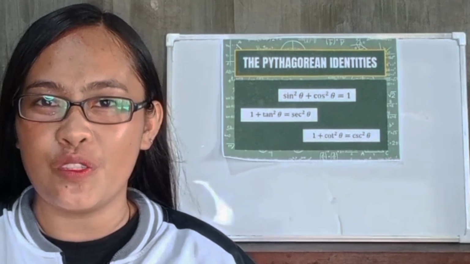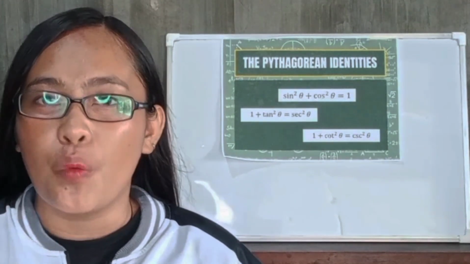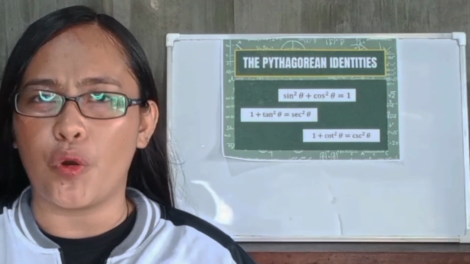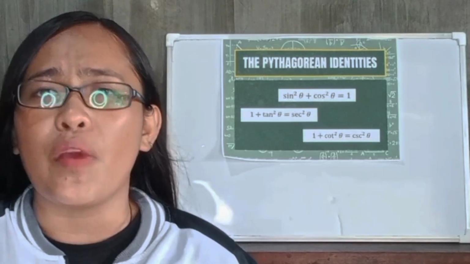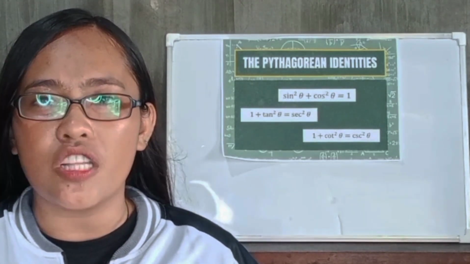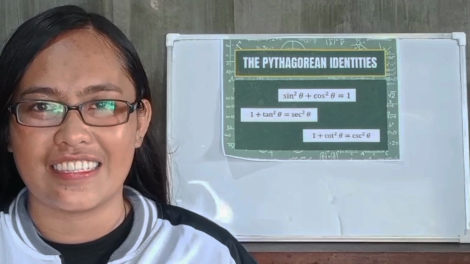I want to introduce you to the Pythagorean identities. First, we're going to look into why these things are so important in the study of trigonometry and how exactly they work, and then get into some examples of using these identities.